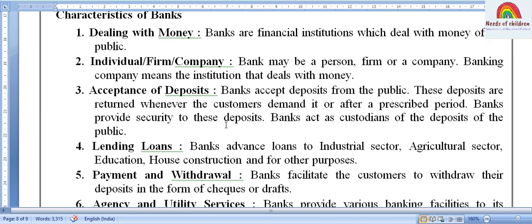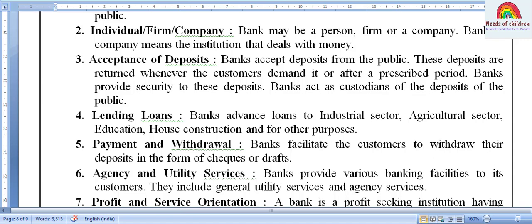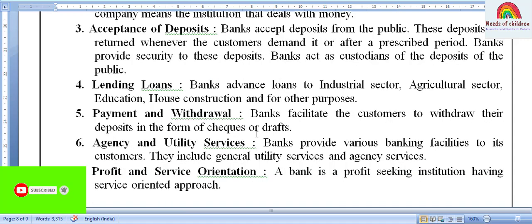Acceptance of deposits. Banks accept deposits from the public. These deposits are returned whenever the customers demand it or after a prescribed period. Banks provide security to those deposits. Banks act as custodian of the deposits of the public.